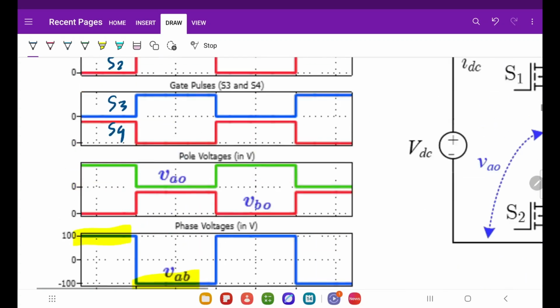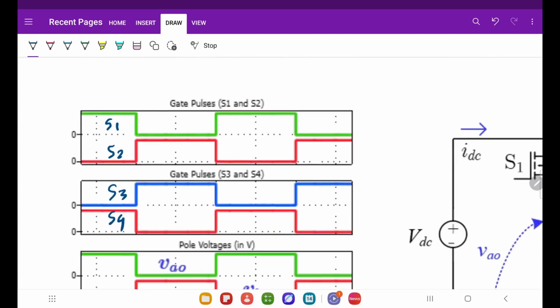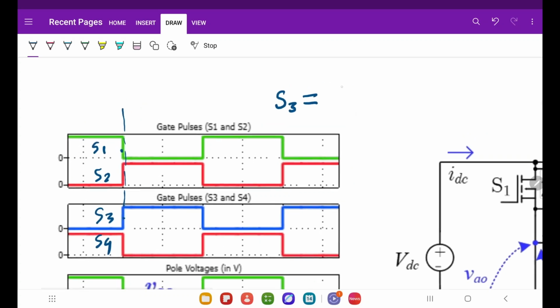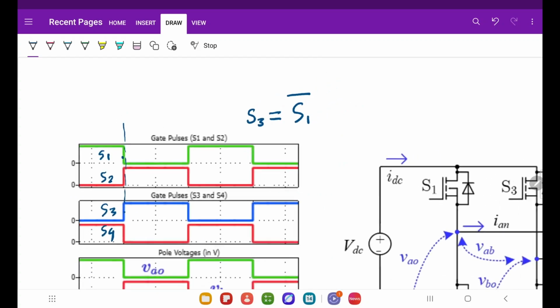Here, let me show the gate pulses. This is S1, this is S2, S3 and S4. S1 and S3 were perfectly synchronized. In this case, S3, if you consider it as a variable gate pulse, is the complement of S1. S1 and S2 as you see here, and S3 and S1 as you see here, are perfectly complementary.